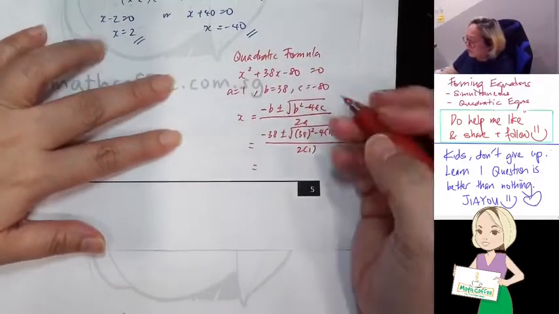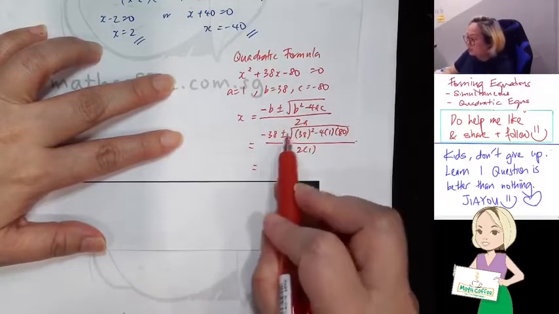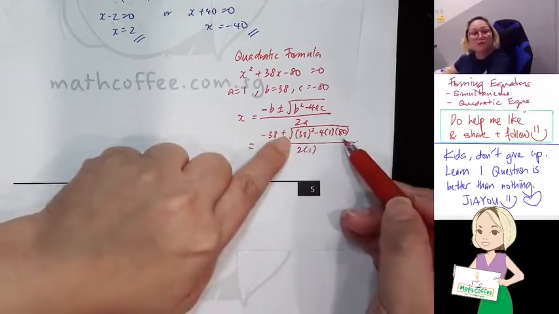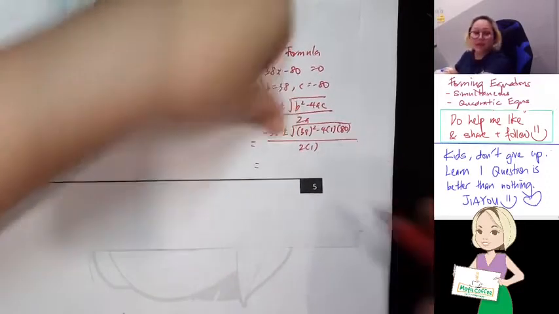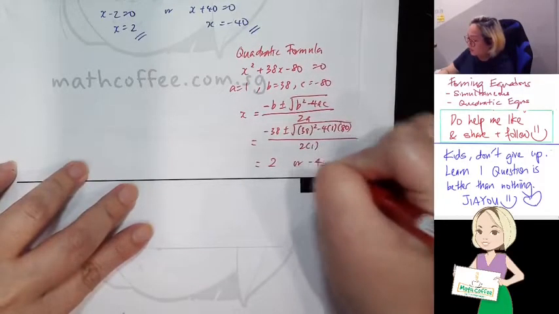Okay, and of course the calculator, you can press this one. The plus minus means what? The plus minus means you do one with the plus and you do one with the minus, and you end up having 2 values. And that's where you get 2 or negative 40.